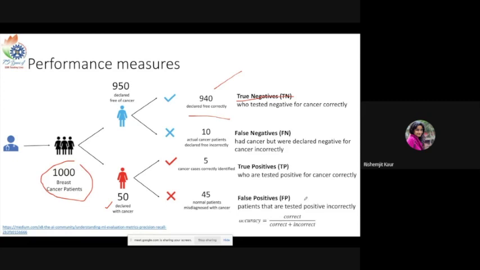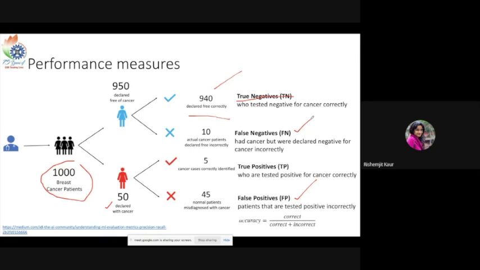They may go through the whole process of chemotherapy or the different sorts of treatments, but they actually did not need it. So it is very important to select what kind of measure is more important for you. For example, is it more important to decrease the number of false positives, or is it more important to decrease the number of false negatives? As we are saying, the normal patients who were misdiagnosed with cancer, that is a very dangerous situation.